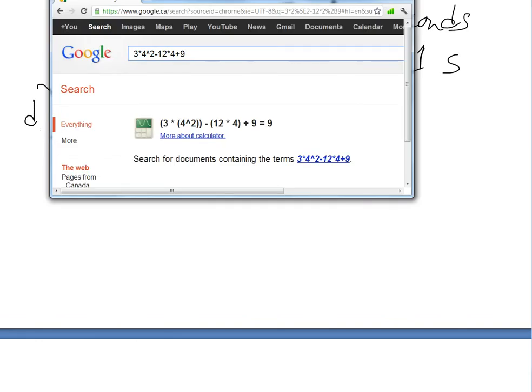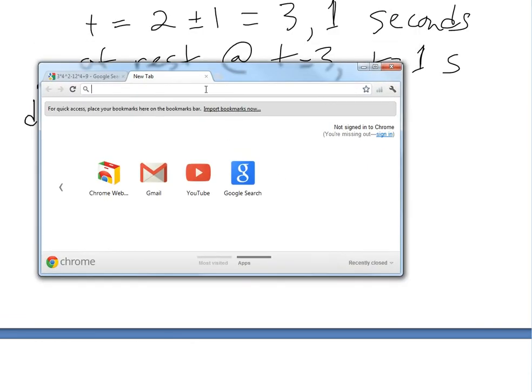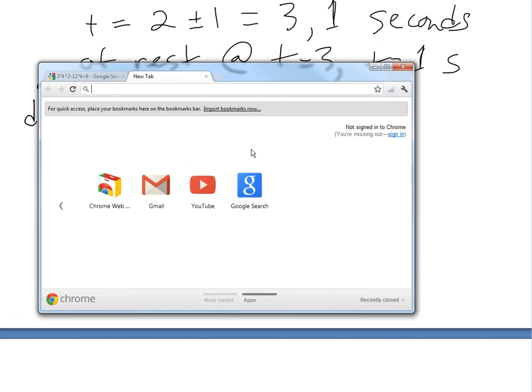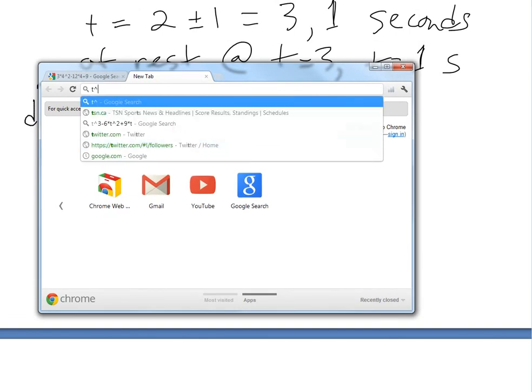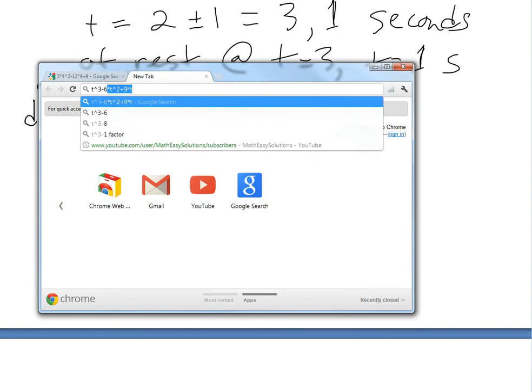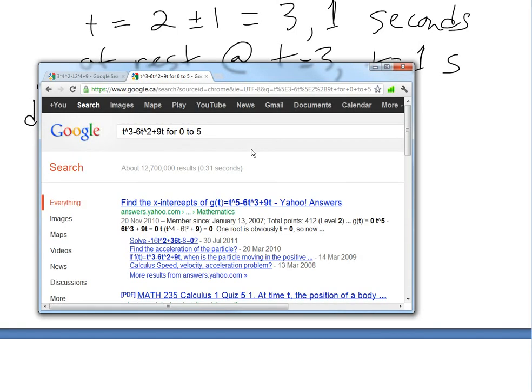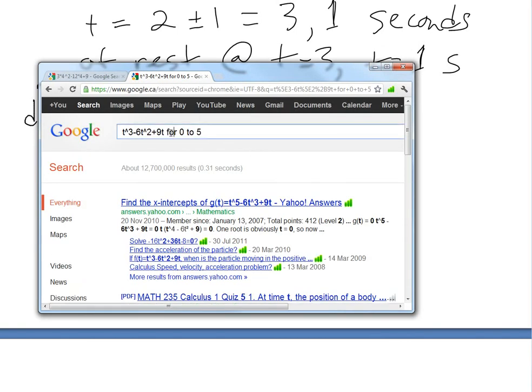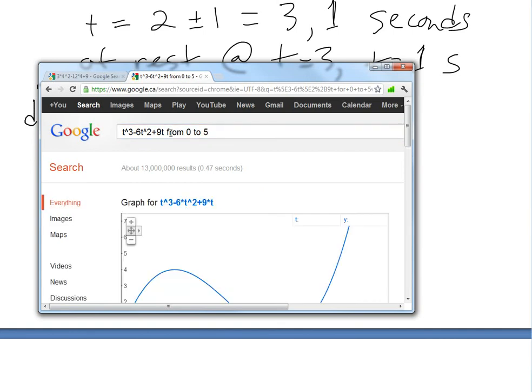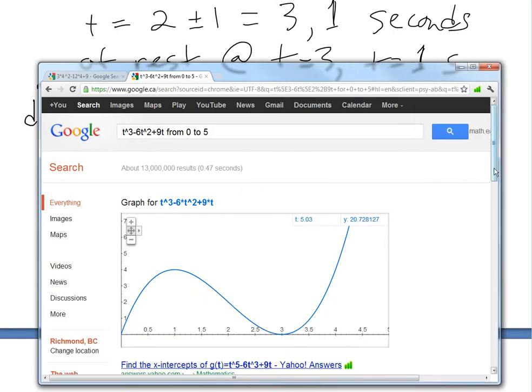So we grab this out here. Let's just graph that equation, which was t cubed minus 6t squared plus 9t. Let's just make it for 0 to, let's say, 5. You can do this with the graphing calculator in Google, which is amazing. So we have it from 0 to 5 seconds. This is pretty amazing. And so that's how it looks.